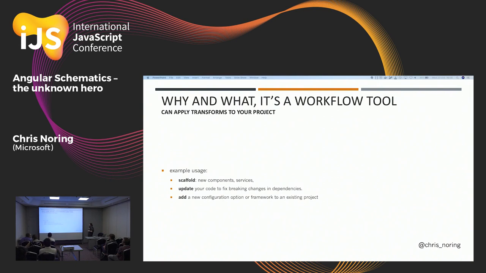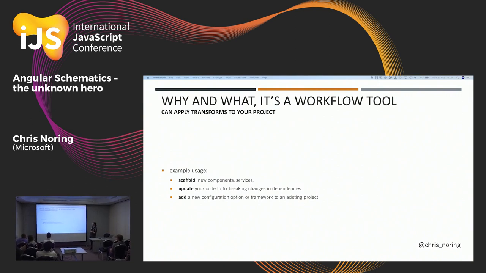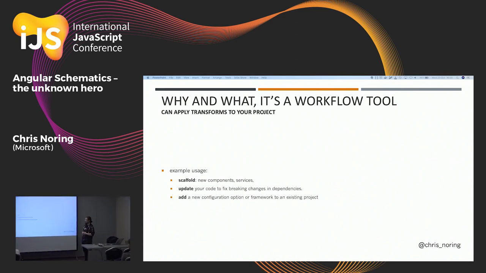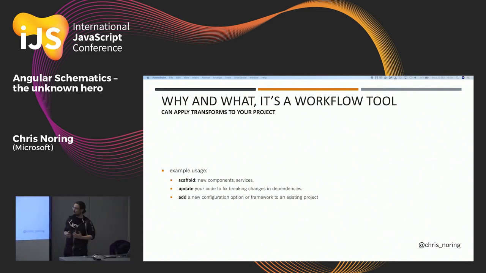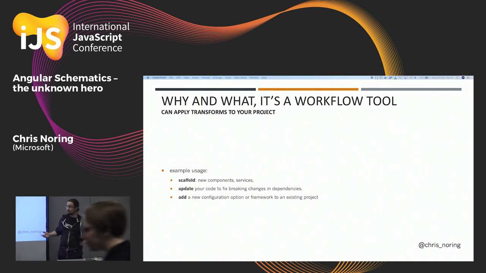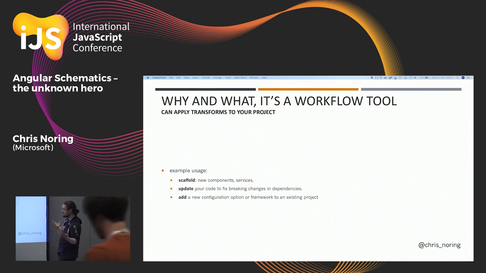Now, when they invented the Angular schematics library, they had a few thoughts on features that this thing should have. It should be possible to scaffold files that you needed for different things, such as components and services. It should also be possible to update different dependencies. Imagine that you have a package.json, for example, and you move from one major version to another. You want that to be automatic.